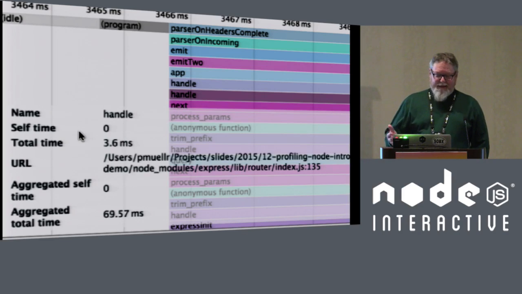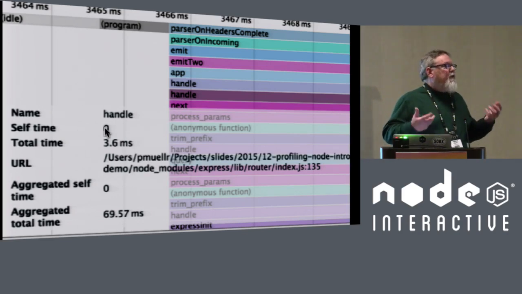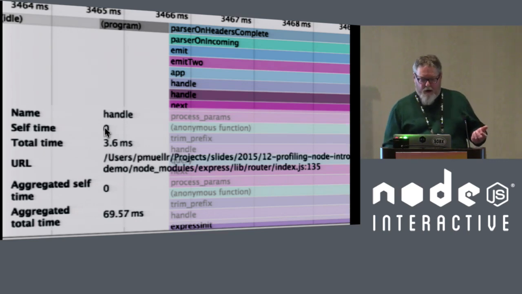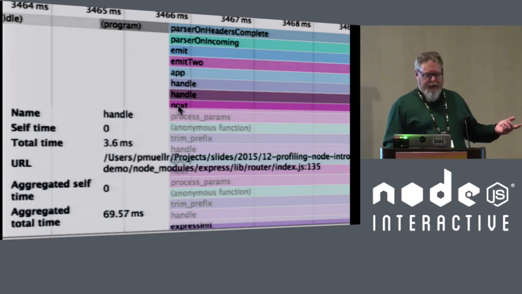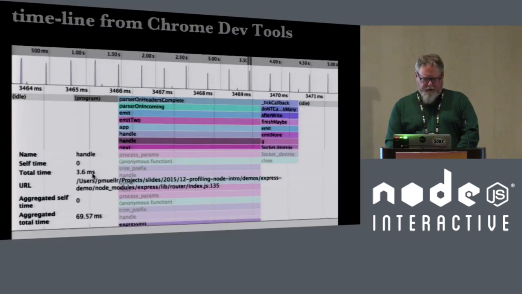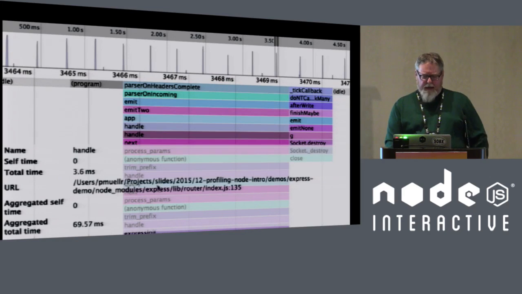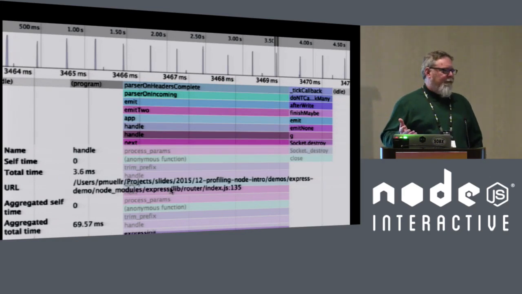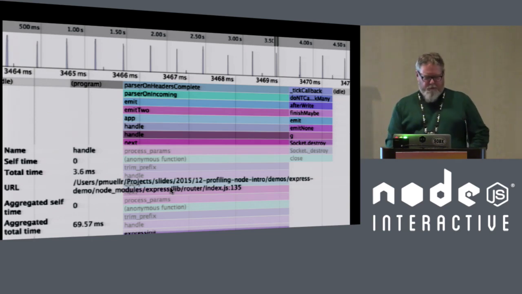In this case, that handle function itself didn't really eat up much time just by itself. But whatever it called, which was next in this case, and whatever next called took up 3.6 milliseconds. And then, like I said, you also get source and line number information, so that can help narrow down exactly where things are taking up time for you.